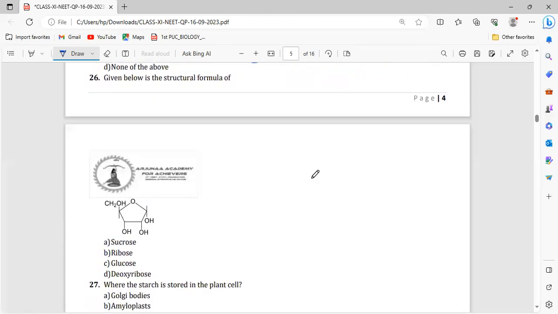Given below is a structural formula. So this is the structural formula of ribose, and ribose is a pentose sugar with 5 carbon atoms. So 1, 2, 3, 4, and this is the 5th carbon atom.